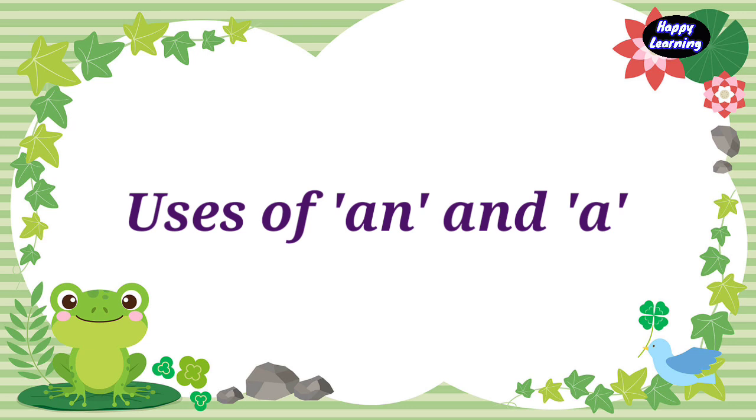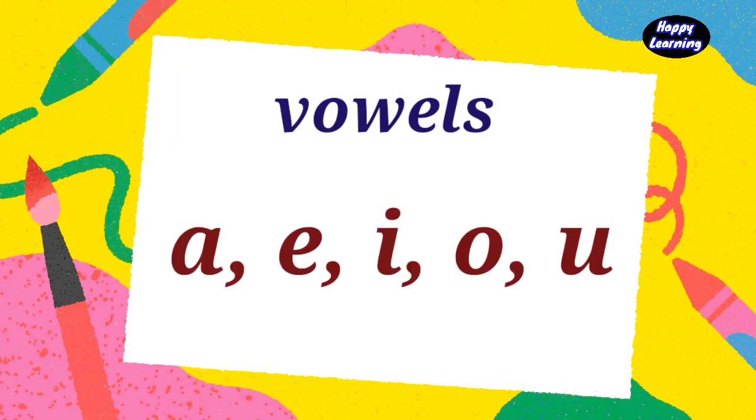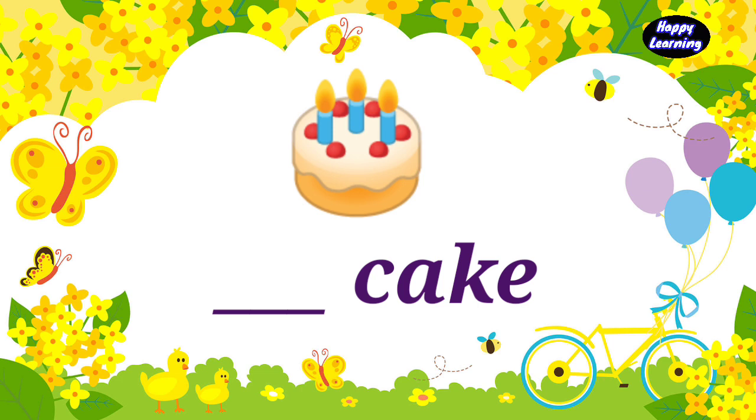Uses of an and a. We use a when the noun or adjective that comes next begins with a consonant sound. We use an when the noun or adjective begins with the vowel sound. There are 5 vowels in the English alphabet, that is A, E, I, O, U. Let's see the example. Dash cake, a cake.